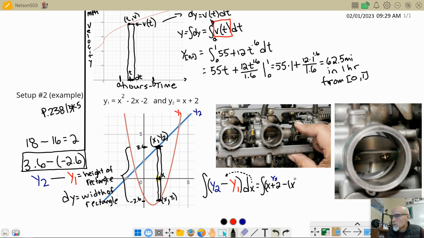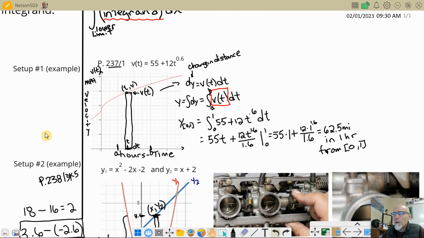So I'm going to go x squared minus 2x minus 2 dx. If we forget this parenthesis right here, I don't think our integrand is going to be set up correctly, because I wanted y sub 2 minus y sub 1. And without that little parenthesis, the integrand is not going to be set up correctly. So I know I said that twice. That's super important. That's what today's lesson is all about.